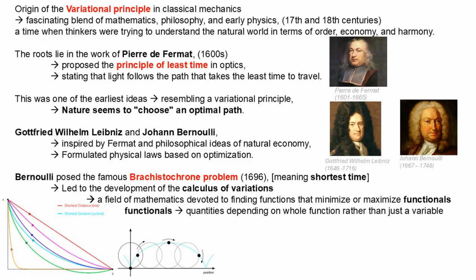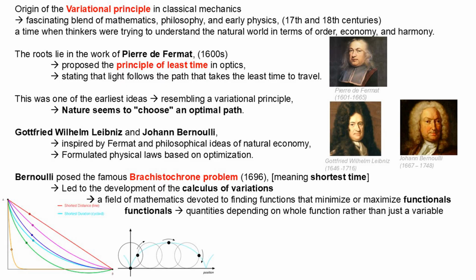The variational principle in classical mechanics has its intellectual roots in the 17th century, when scholars began to interpret natural phenomena through the lens of optimization and economy. One of the earliest and most influential formulations came from Pierre de Fermat, who in 1662 proposed the principle of least time in optics. Fermat asserted that light, when traveling between 2 points, selects the path that requires the shortest time, a concept that elegantly explained the laws of reflection and refraction.